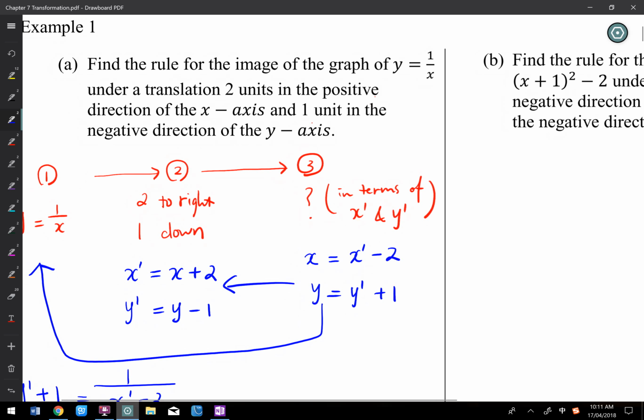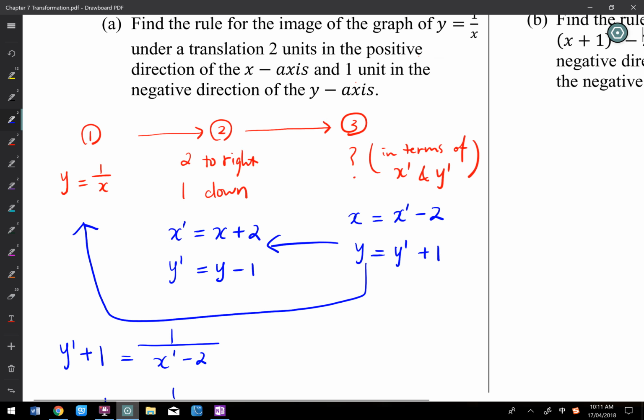Can you see why we make x and y the subject? Because I want to replace the x in the equation and the y in the equation. So that's why I have to express x and y in terms of x dash and y dash. That's what I want to achieve in the end. That's the method of mapping.